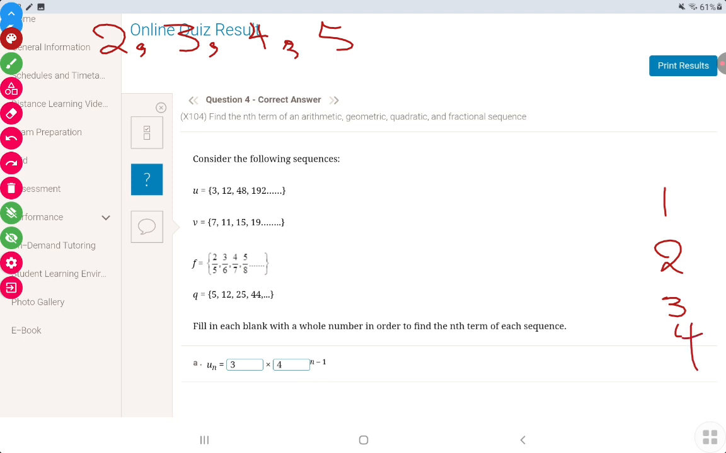First thing we check for: is it arithmetic or not? 3 minus 2 is 1, 4 minus 3 is 1, 5 minus 4 is 1. So this is an arithmetic or linear sequence of numbers. You can check the rest. You can check if it's geometric. 3 divided by 2 is 1.5. 4 divided by 3 is 1.3. So it's not geometric because the ratio is not equal.